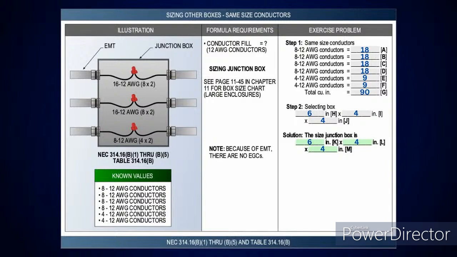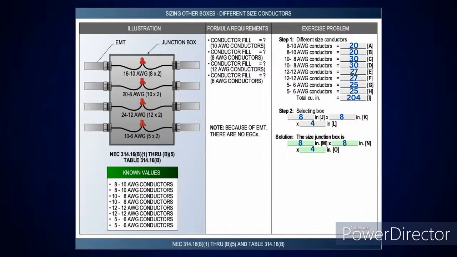Now the great thing is, if you notice, I have not changed the way I do these calculations. I keep saying it over and over. I want people to understand you're not changing anything. You're just applying it differently depending on what you have here. Now, this one, I've got 8 number 10s, I got 10 number 8s, I've got 12 number 12s, and I got 5 number 6s.